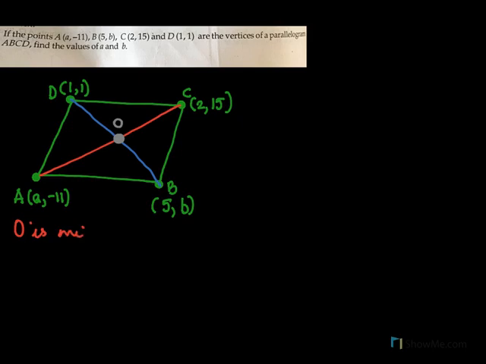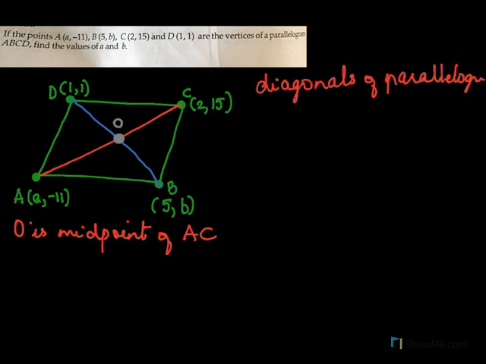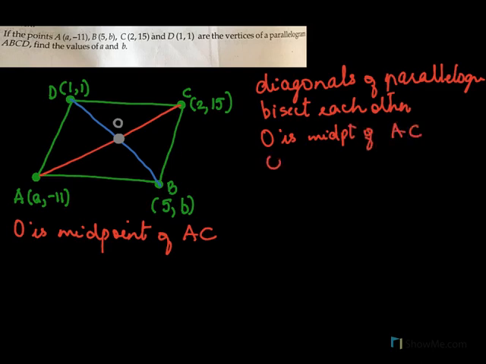O is midpoint of AC. Of course, we need to write this property: diagonals of a parallelogram bisect each other. If they bisect each other, it means O is midpoint of AC and O is midpoint of the other diagonal, and that is BD. So O is a midpoint of both. So first we will say O is a midpoint of AC.